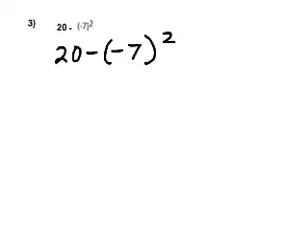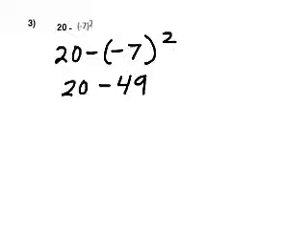Number 3, 20 minus, in parentheses, negative 7, the second power. Let me rewrite this. Okay, again, we deal with our order of operations. That, too, only deals with what's inside the parentheses. What's inside the parentheses is its base. Negative 7 is the base. So it's negative 7 to the second power, which means negative 7 times negative 7, which is 49.